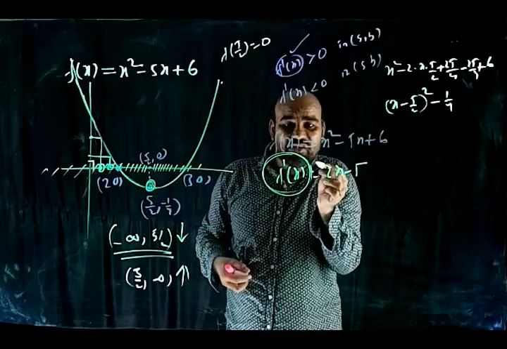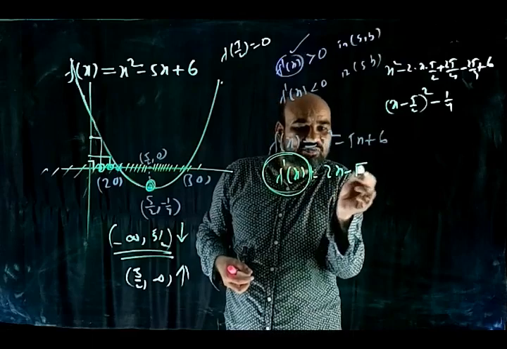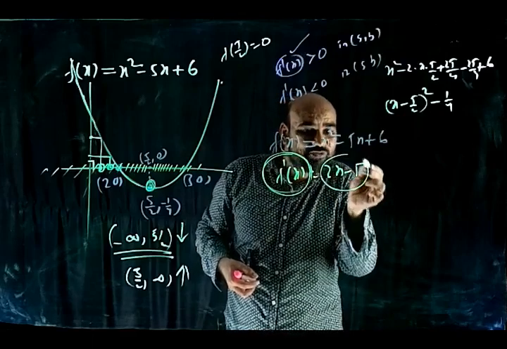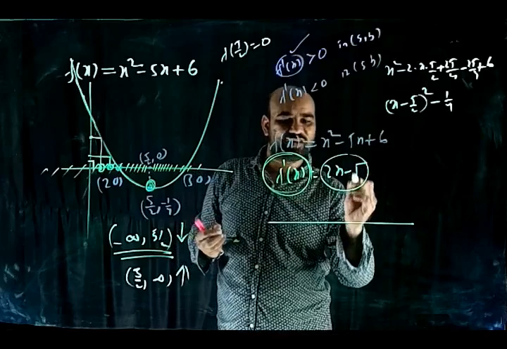So the sign scheme for f dash of x, where f dash of x is 2x minus 5. We want to apply the sign scheme for 2x minus 5. 2x minus 5 is 0 at x equal to 5 by 2.